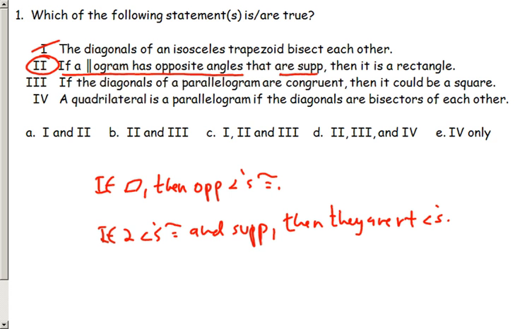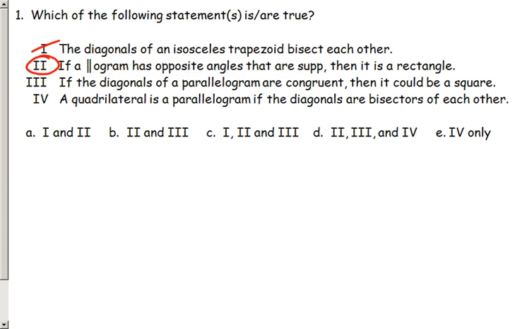Again, if there's any point here, you could pause it and try to rewind and understand what I was saying. But that's 1 and 2. So 2 is correct, 3 is next. If the diagonals of a parallelogram are congruent, then it could be a square.